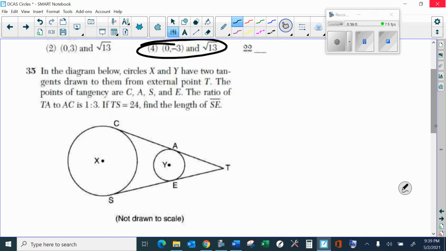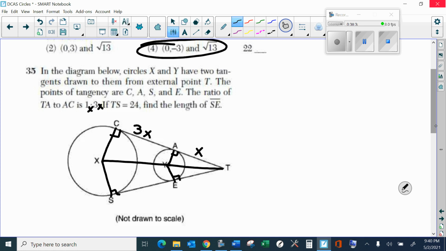Okay, below circles X and Y have 2 tangents drawn to them. Okay, so we know those. If we connected that, that is now like our problem that we had before. Okay, the point of tangent CS. Okay, I could have had it drawn like this as well for these ones down here. That would be the same triangle we had below. The ratio of TA to AC is 1 to 3. So that's x, this is 3x. When we see these ratios, you put the x's behind it.